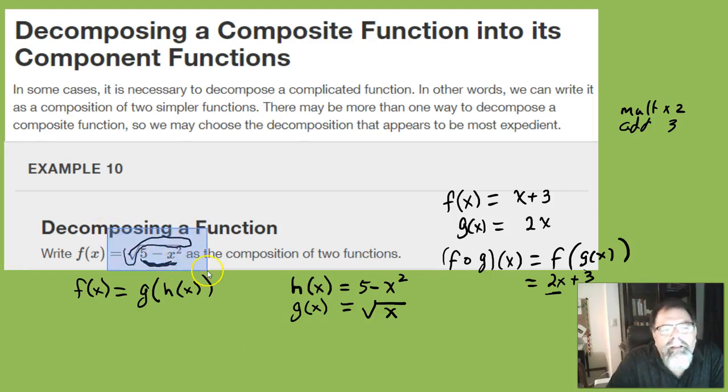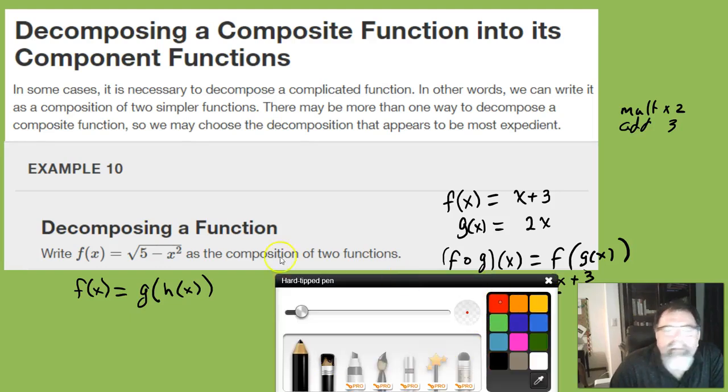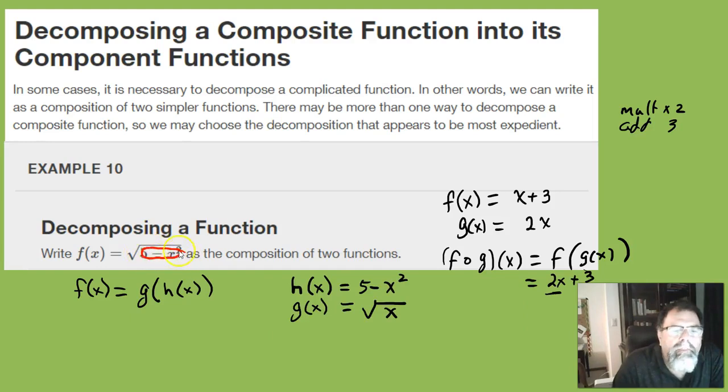Okay, so I think that's the easiest way to view it. Again, you're going to have the inside function, which is what's inside the grouping symbol, 5 minus x squared. Then the outside function is whatever is left over when you replace your inside function with x. So we take this whole thing and just replace it with an x, so it'll be square root of x. Okay, so hopefully that makes sense. I think that's the easiest way to view those.